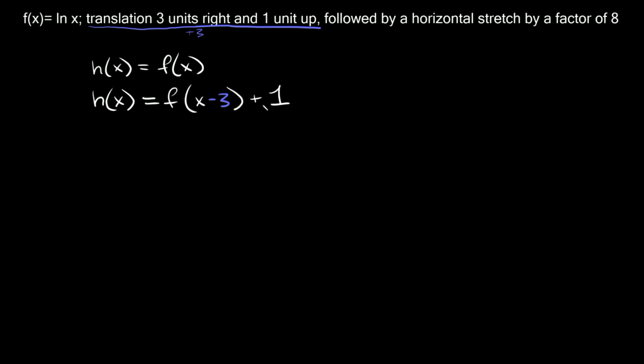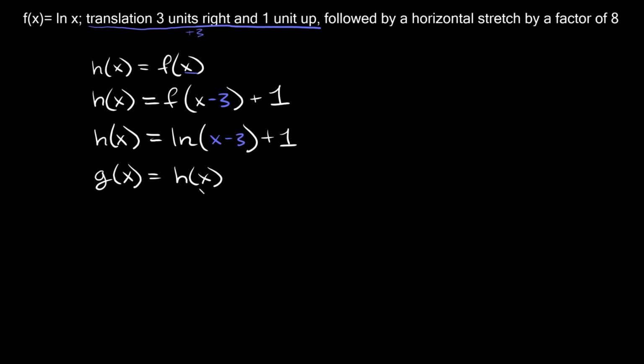So now that we have our transformations in here, let's write in f of x. So we're going to have that h of x is equal to, and now again, wherever we have an x, we're going to replace it with an x minus 3, right? So we're going to have the natural log of x minus 3 plus 1. All right, so that's h of x. Now let's move on to the last transformation. So we're going to use g of x now, right? So g of x is equal to h of x. And then we're going to apply the second transformation to h of x, right?